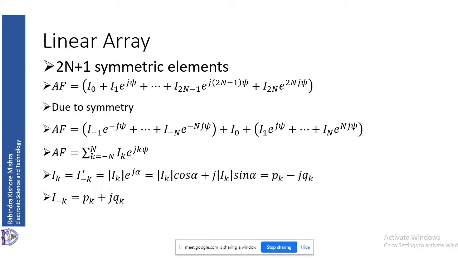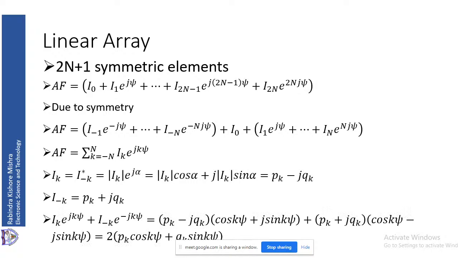So I can write it, as it's a complex number, as pk minus jqk, where pk is equal to ik cos alpha and qk is equal to ik sin alpha. So once I know that, I can write I minus k as pk plus jqk, because I minus k star, or I minus k conjugate, is ik, or ik conjugate is I minus k. So I minus k is pk plus jqk.